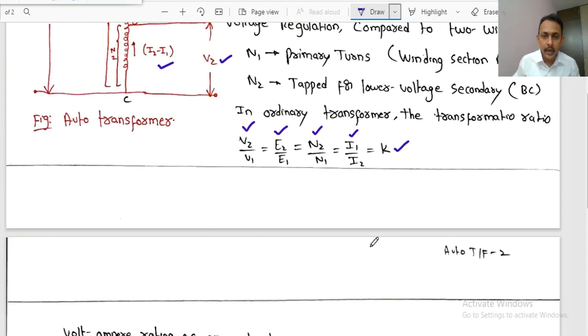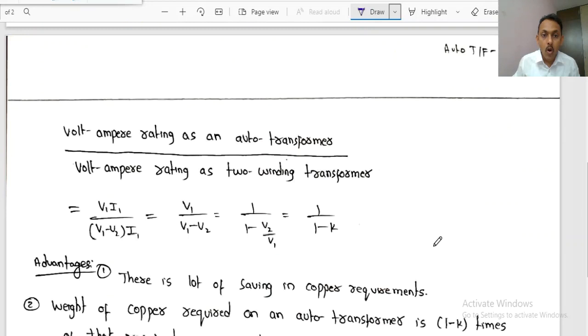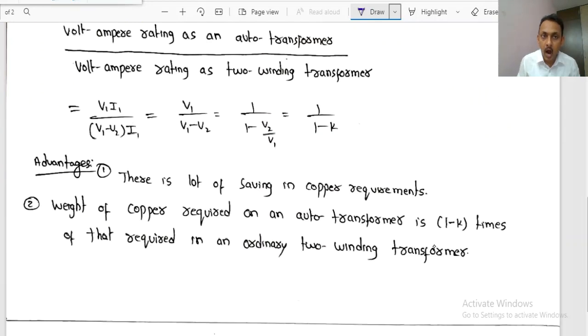Right, similarly here we define one ratio: the volt-ampere rating of an autotransformer to the volt-ampere rating of a two winding transformer, which is given by V1 I1 divided by (V1 minus V2) into I1. Now it is simply V1 by (V1 minus V2). So if you further simplify, 1 divided by (1 minus V2 by V1), which is nothing but 1 divided by (1 minus K).